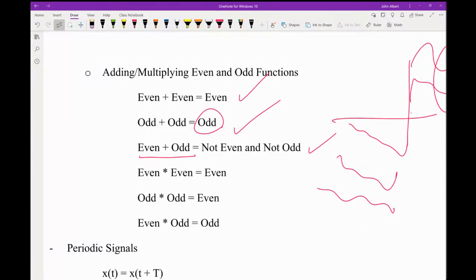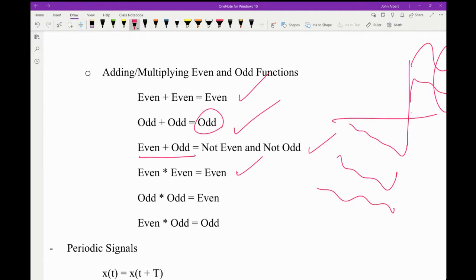Now, in multiplication, I think it's easier. If you multiply even by even, clearly you get even, because the left-hand side is the same as the right-hand side for an even function, for both even functions. And when you multiply them, whatever numbers you have on the right will be exactly the same as the numbers that you have on the left. So it will remain even. But this is maybe something that you need to understand. If you have an odd function and you multiply by another odd function, you always get even.